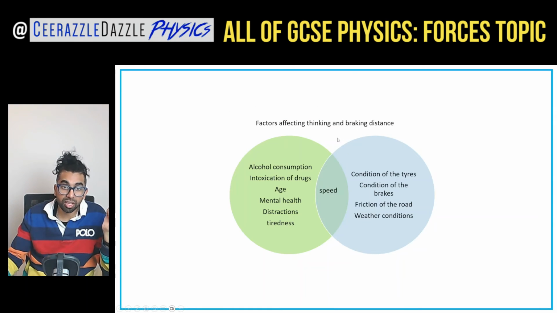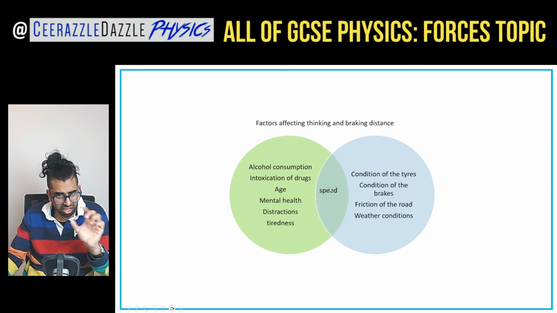Factors affecting thinking and braking distance. Right, so these are the factors affecting the thinking distance, which is going to be alcohol consumption, intoxication of drugs, age, mental health, distraction, tiredness. Factors affecting the braking distance are going to be the condition of the tyres, condition of the brakes, friction of the road, and weather conditions. So look, all these ones are more physical. These ones are about the human reaction time. And over here, what is going to be the intersection? Speed is affecting both your thinking distance and your braking distance. So the faster you are, the greater your thinking distance and braking distance will be.